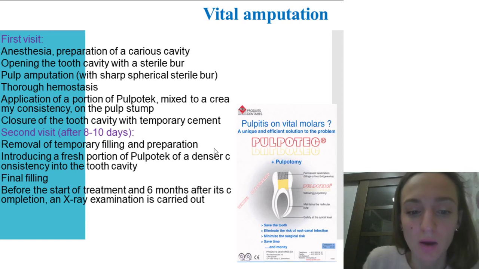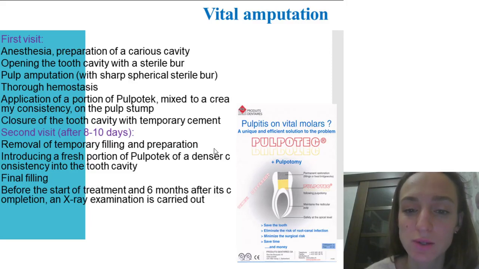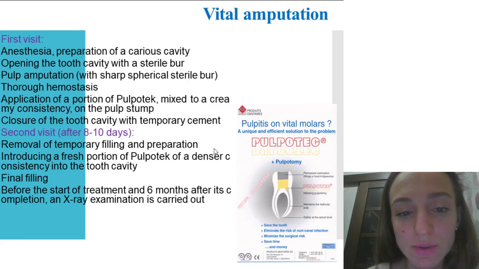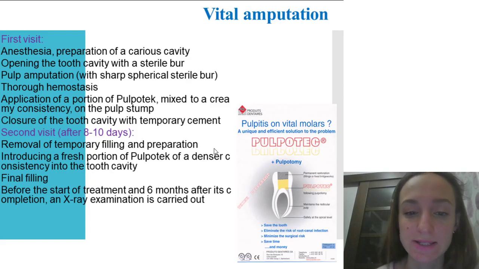Then in children, especially younger than 10 years, infiltration anesthesia is more frequently used than nerve block anesthesia. The dose of the anesthetic for children is always less than that for adults. For treatment of maxillary teeth, infiltration applied more distally from the projection of the root apex is enough in most cases. For treatment of lower molars in children about 10 years, it's recommended to use mandibular anesthesia.